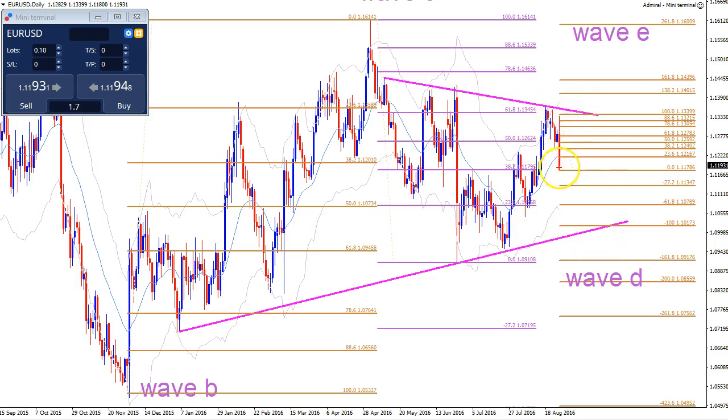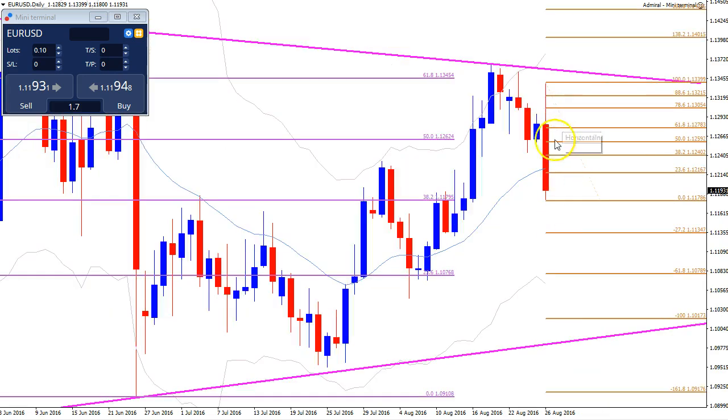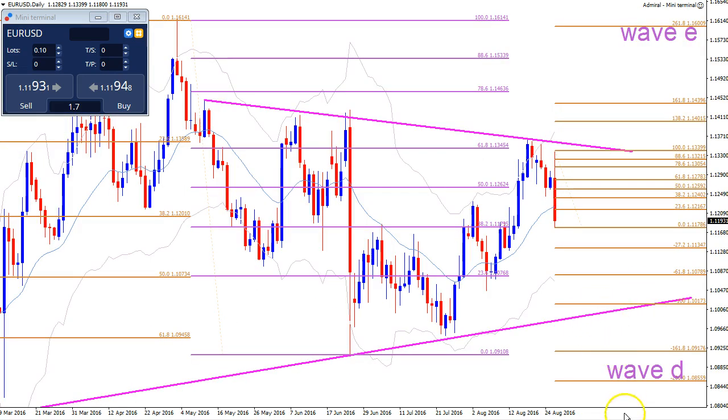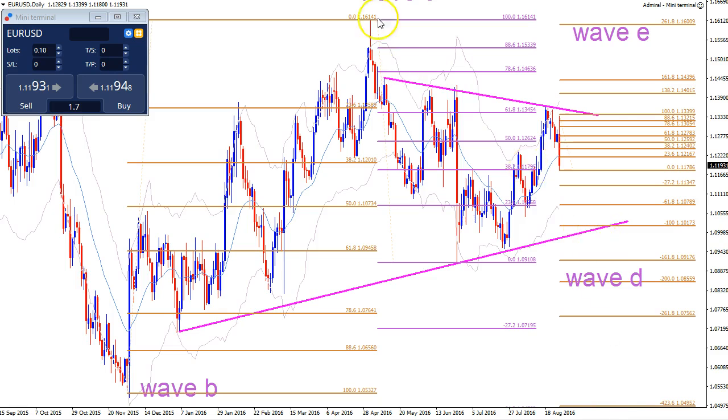So what I'm looking for actually now, considering the strength of this daily candle, is a bit of pullback to the 38.2 fib, and I think there could be a sweet trade to the bottom of the triangle. That's how I look at it at this moment. Pretty strong candle, so I think that there's a good chance of continuation to the bottom of this triangle, and then we'll have to see how price behaves at that support level.